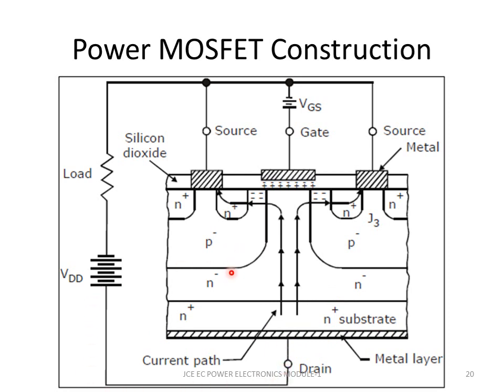On this N minus we have P minus that is diffused, and on this we have the source N plus that has been diffused over P minus. Silicon dioxide is placed here and slightly etched, and a metal is put here so that we can accommodate the gate. This is the VGS that is applied between the source and the gate.